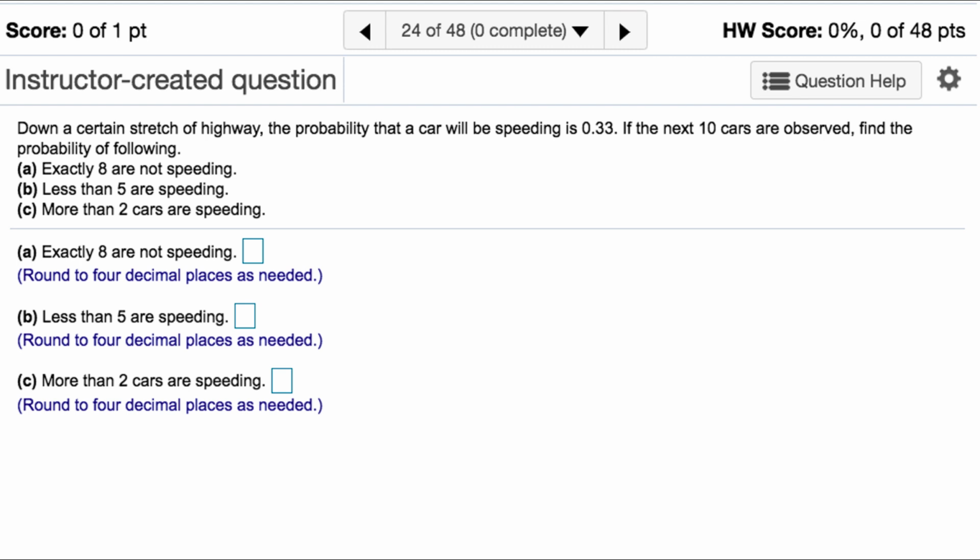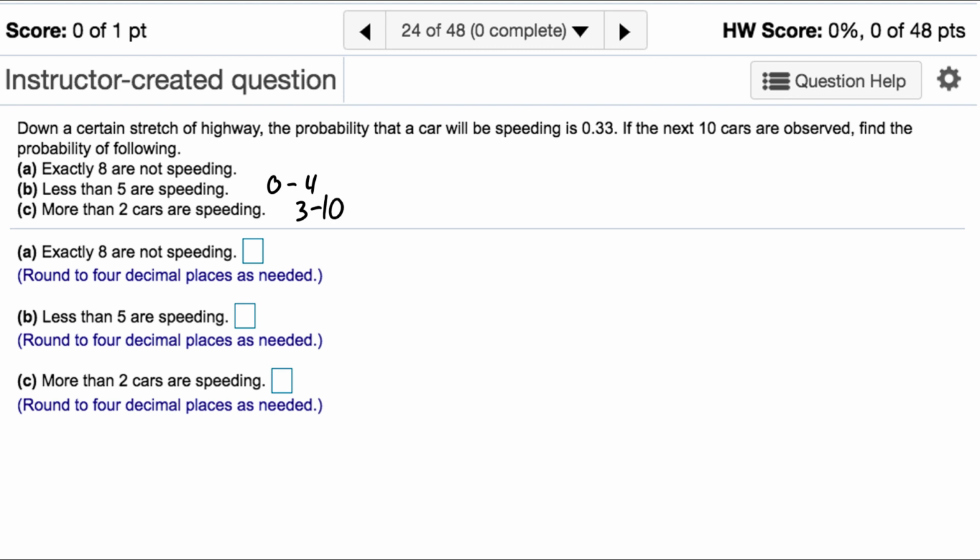Less than 5 are speeding. So less than 5, we have to be careful of that because less than 5 really means 4 or fewer. So less than 5 means anywhere between 0 and 4. And then the next one, more than 2 cars are speeding. More than 2 doesn't mean 2 or more. It means 3 or more. So that's 3 through 10. Those are the number of successes we're looking for there.